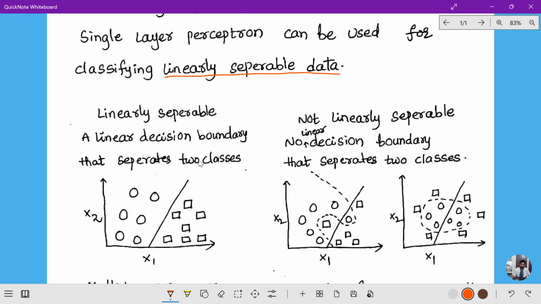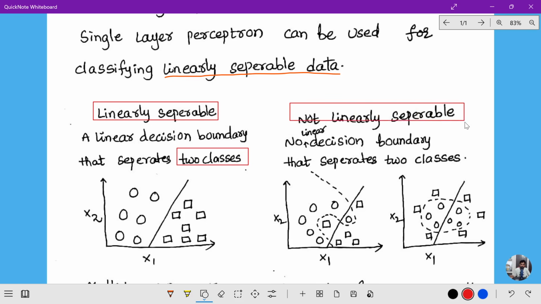You observe, linearly separable means a decision boundary that separates two classes. Most important point: what is the meaning of linearly separable? A decision boundary that separates two classes. So this is called linearly separable. When you draw a line between two classes, that is called linearly separable. Not linearly separable means there is no linear decision boundary that separates the two classes. So when the data is not linearly separable, there is no decision boundary.